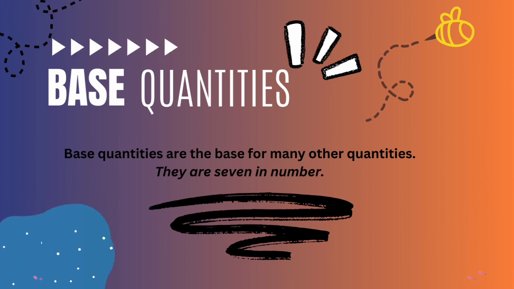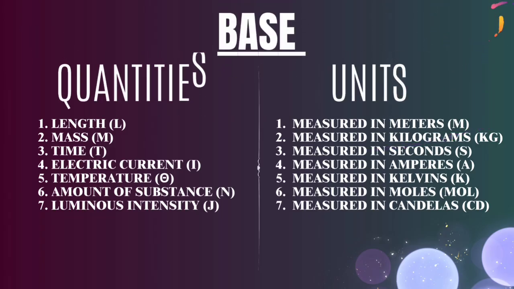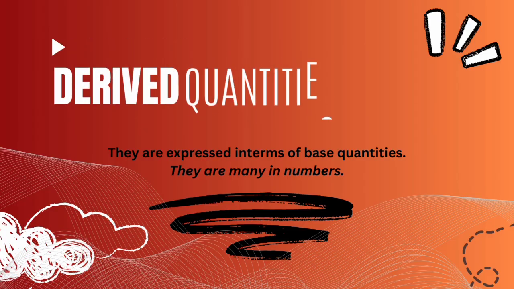While discussing the definition of base quantities, these are the quantities on the basis of which many other quantities can be expressed. There are a total of 7 base quantities. Those 7 base quantities are length, mass, time, electric current, temperature, amount of substance, and intensity of light. The units in which these quantities are measured are considered as base units, and some of the base units are meter, kilogram, seconds, ampere, Kelvin, moles, and candela.